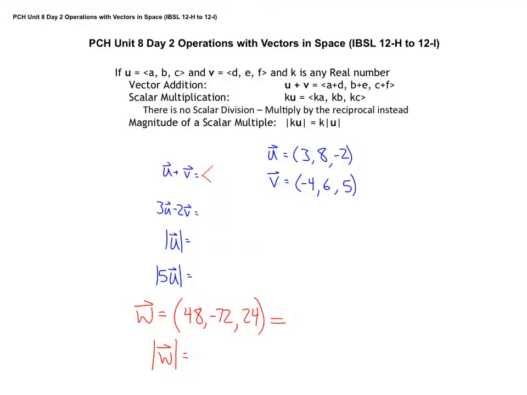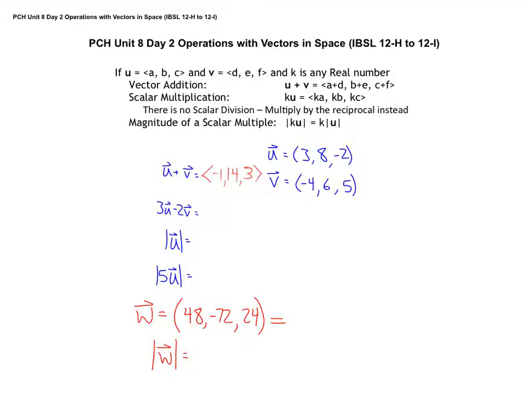3 plus a negative 4 is negative 1. 8 plus 6 is 14. And negative 2 plus 5 is 3. Okay, so notice you're doing the same stuff you did with the two-dimensional vectors. It's just that third component. Okay? How about the 3u minus 2v?